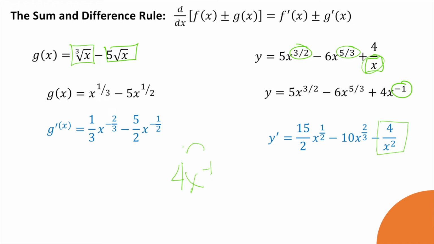So the negative 1 comes forward. That becomes a negative 4. And then if you subtract 1 from this, you get 4x to the negative 2. Aha. That's the same thing as negative 4 over x squared. And you could leave it as negative 4 over x squared, or you could leave it as 4x to the negative 2. Either one of these forms is totally acceptable.